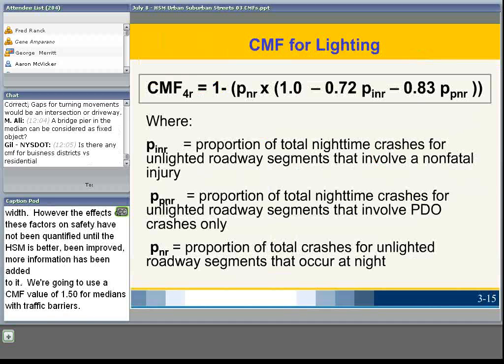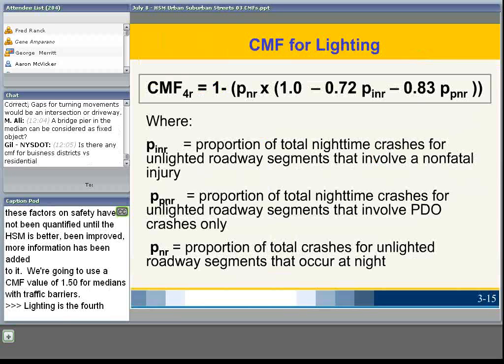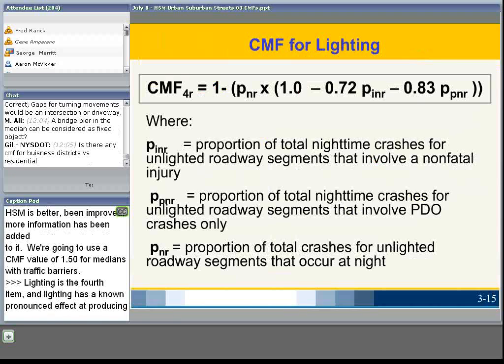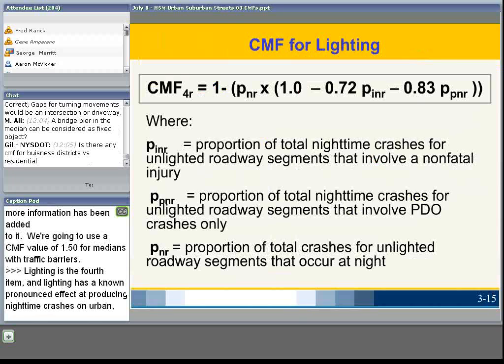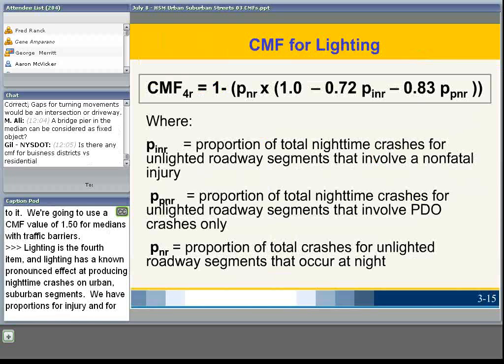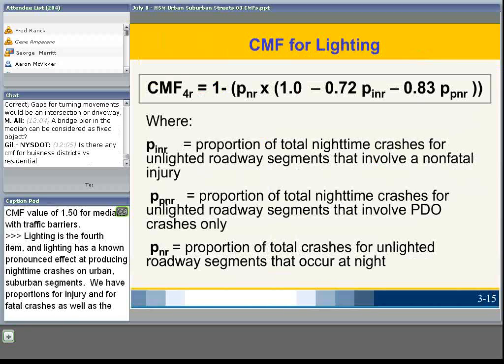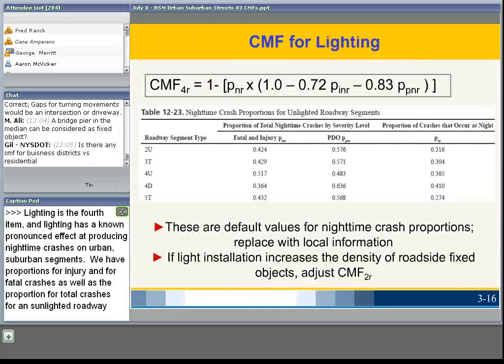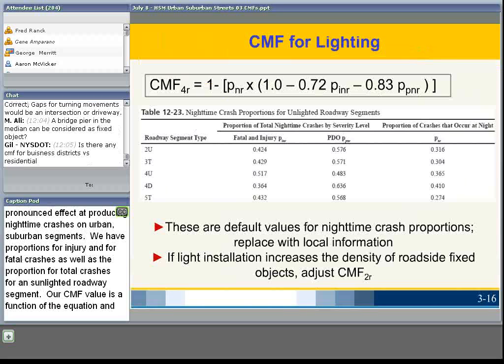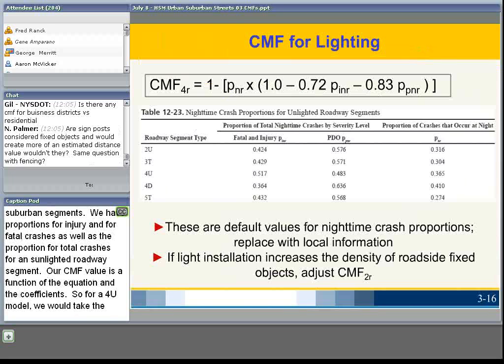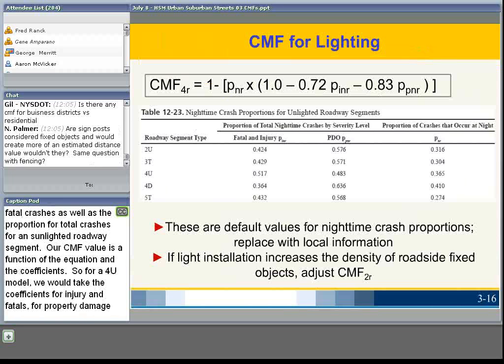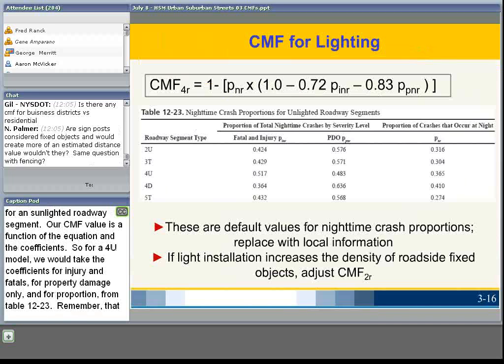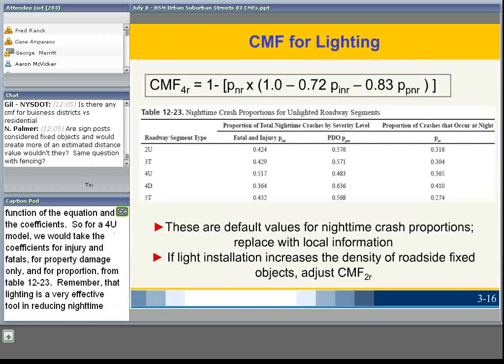The third is median width, and our assumed median width is 15 feet as our base value, and this is without a median barrier. So this applies only to divided roadway segments with traversable medians without a barrier. I do call your attention to the note that the effect of traffic barriers on safety would be expected to be a function of the barrier type and offset rather than median width. However, the effects of these factors on safety have not been quantified. Until the HSM is improved and more information is added to it, we're going to use a CMF value of 1.00 for medians with traffic barriers.